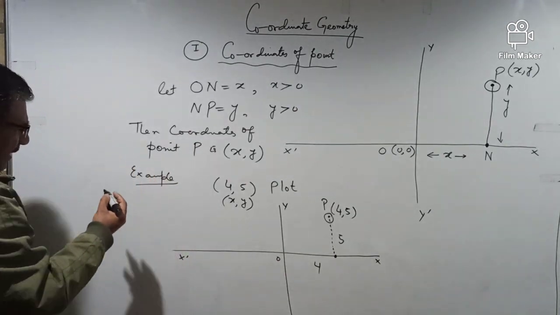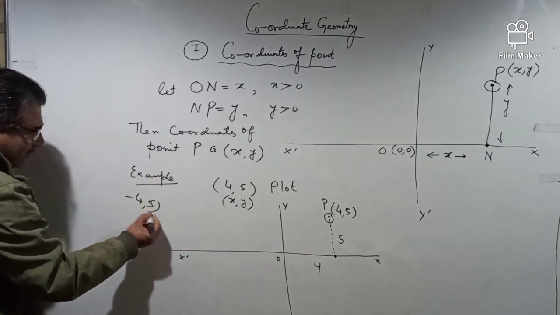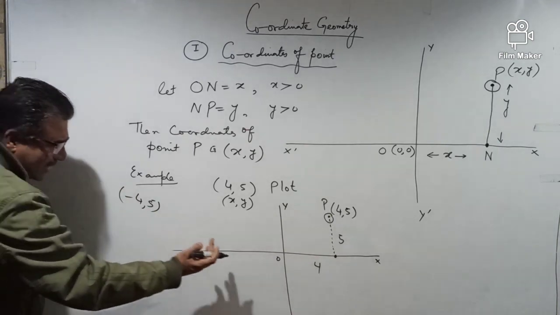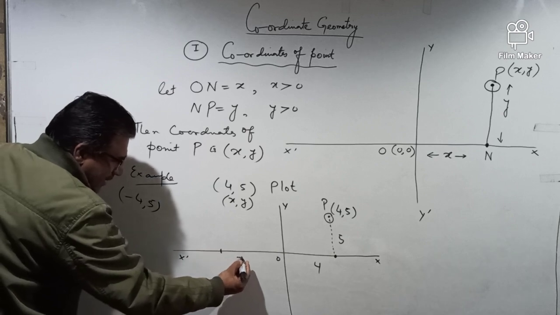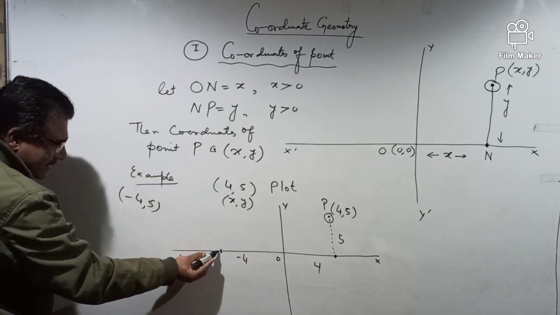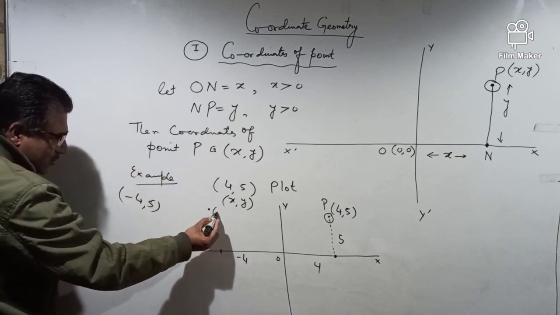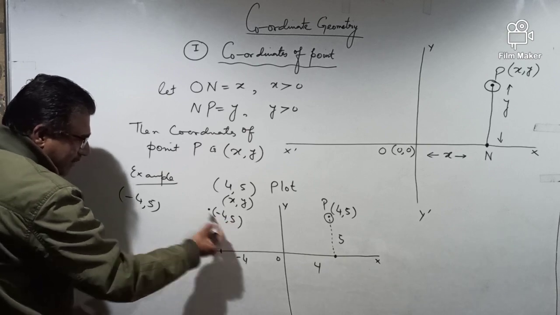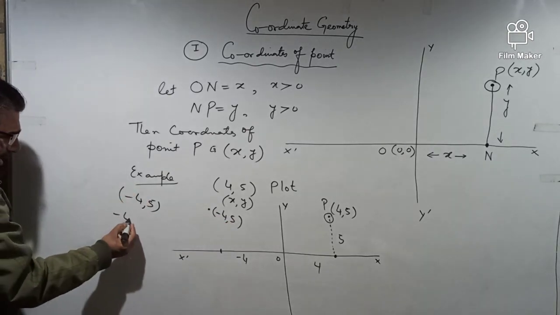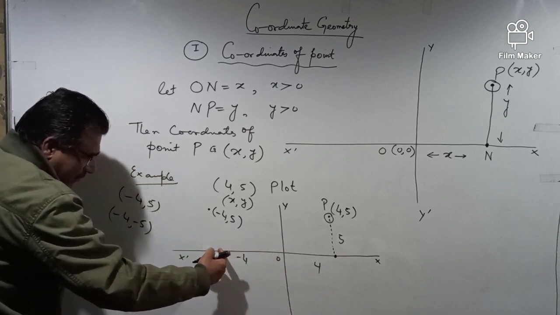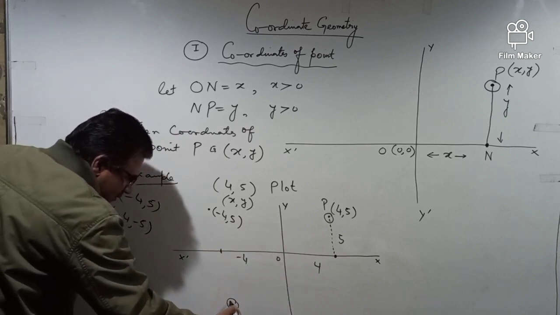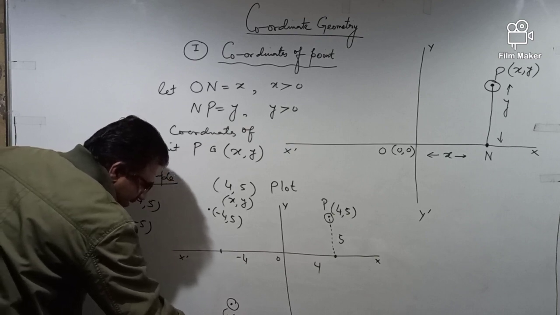Now if I have minus 4 comma 5. So minus 4 I will go in this direction. Minus 4. So I will reach here. Then 5. 5 is again positive. So I will go upwards. So minus 4 and 5 will be here. Now if I have minus 4 and minus 5. So again I will go minus 4, then minus 5 I will go downwards. So it is minus 4 and minus 5.